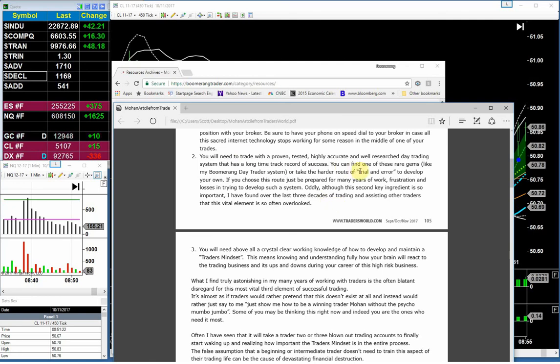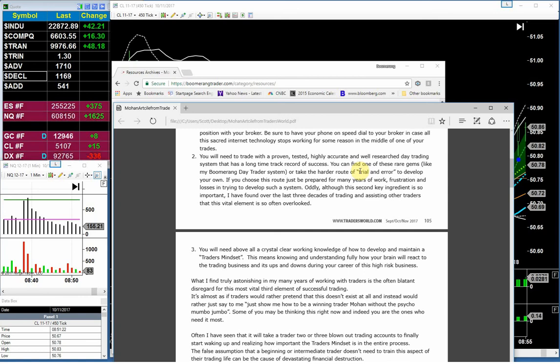I don't know why. Go figure. Why wouldn't that be the first thing? When you buy a car, you want one that's proven, tested, highly accurate, the brakes work, it's got a great record. You've read the Blue Book magazines and the myriad of things on the web, right? Before you bought that car.